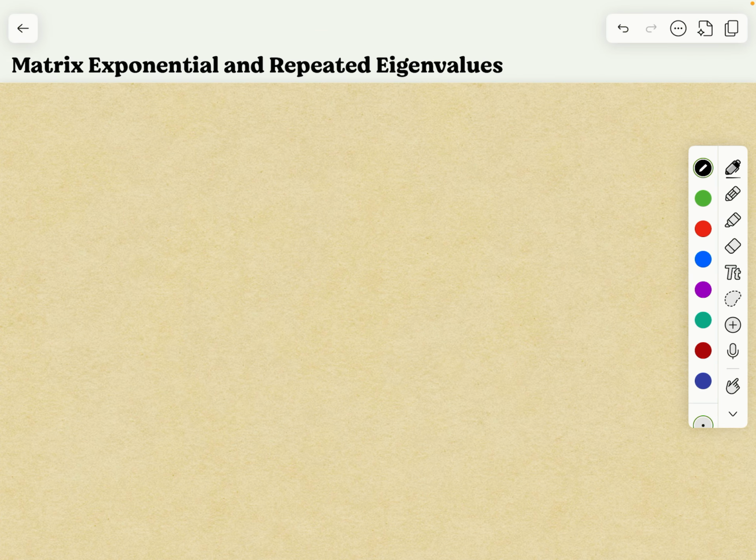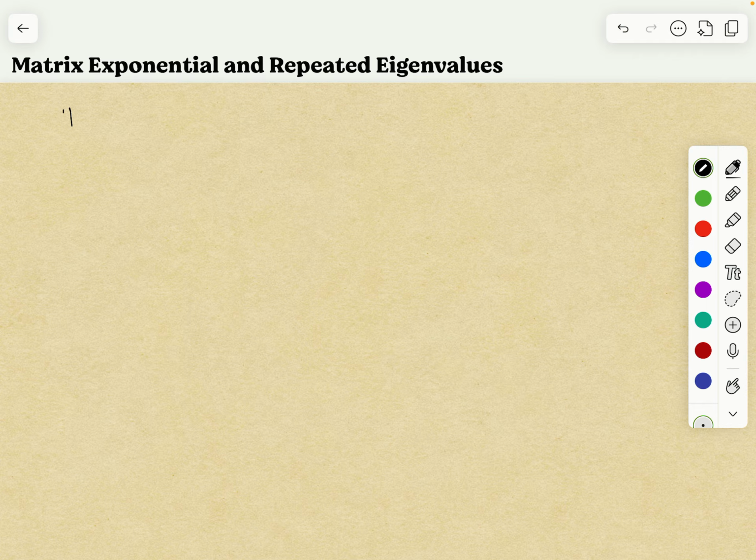In this video, we're going to talk about how the matrix exponential works in the case when you have repeated eigenvalues. And I'm only going to focus on the 2 by 2 case. So again, we're trying to solve x prime equals Ax, where A is a matrix with real entries. And we know that if A is diagonalizable, then we can easily solve the system. But in general, a matrix doesn't have to be diagonalizable.